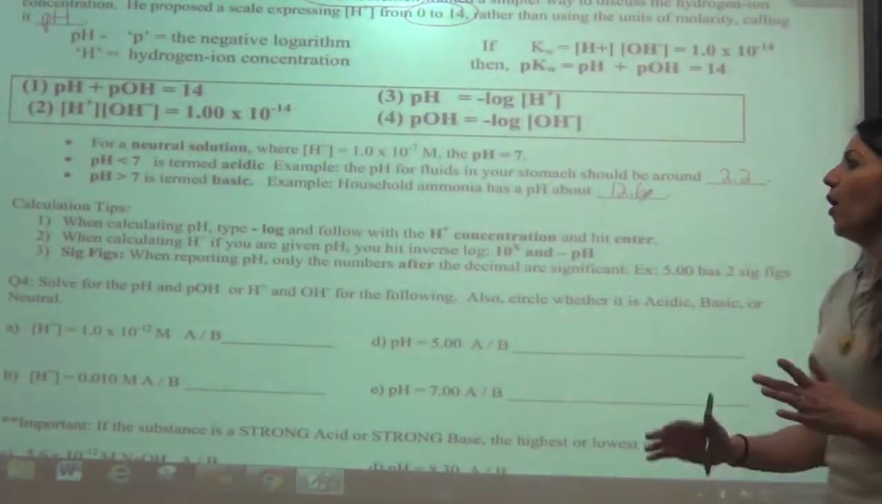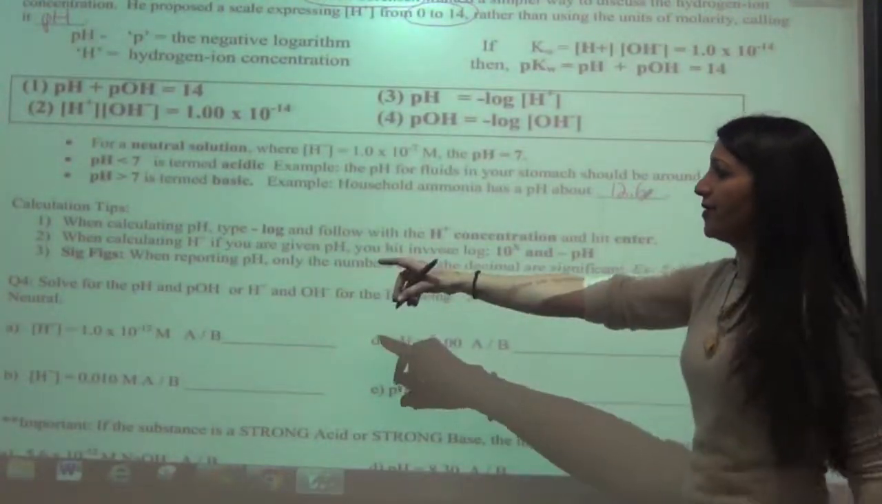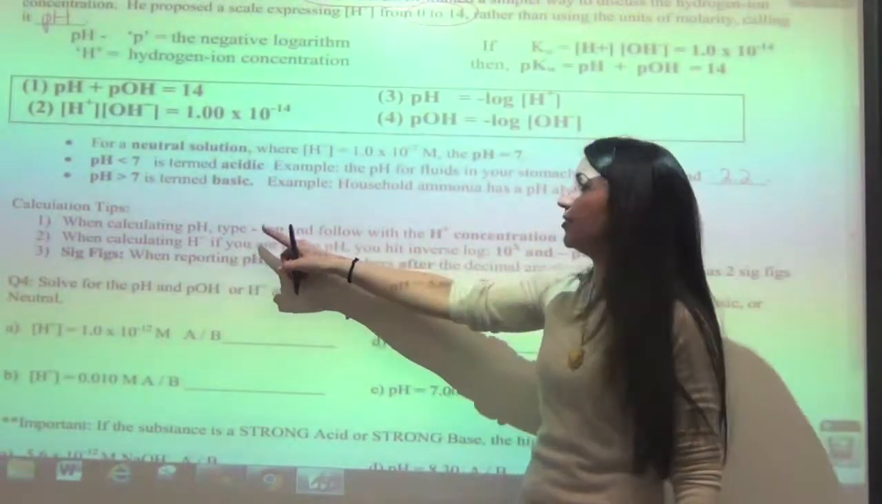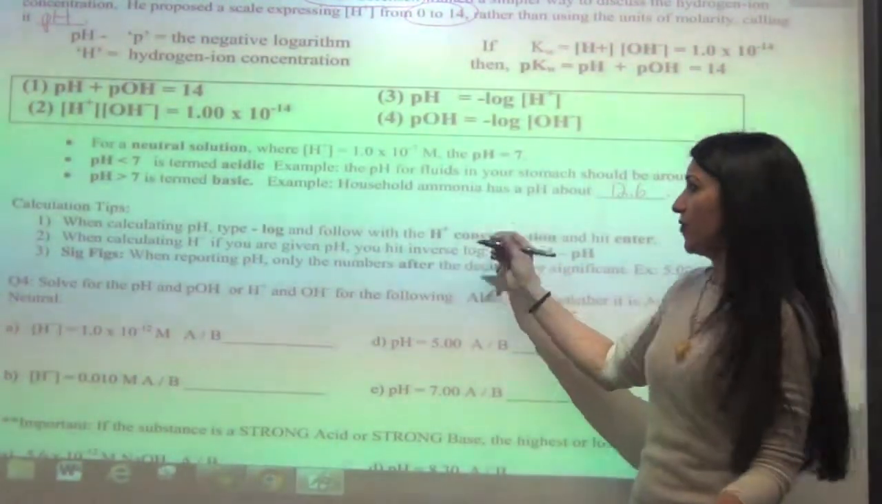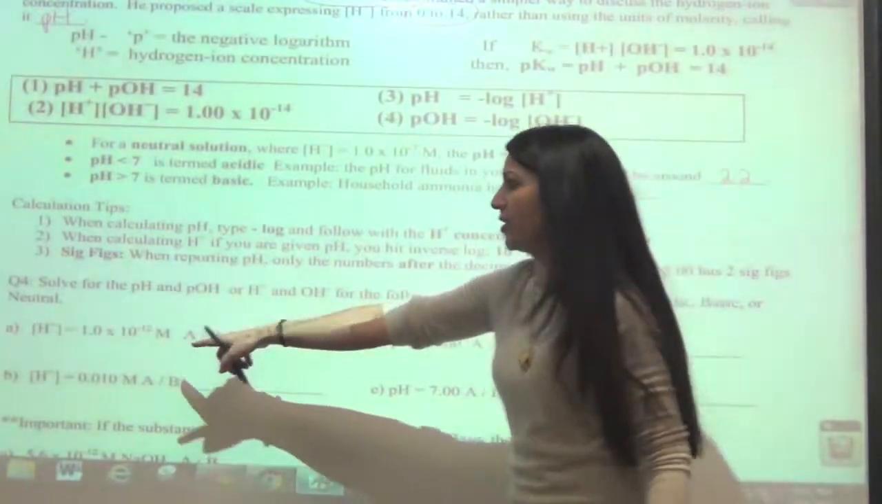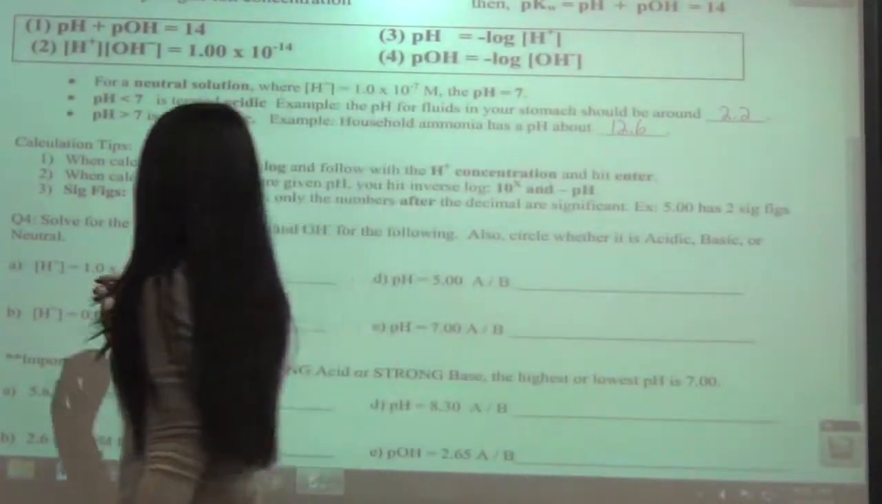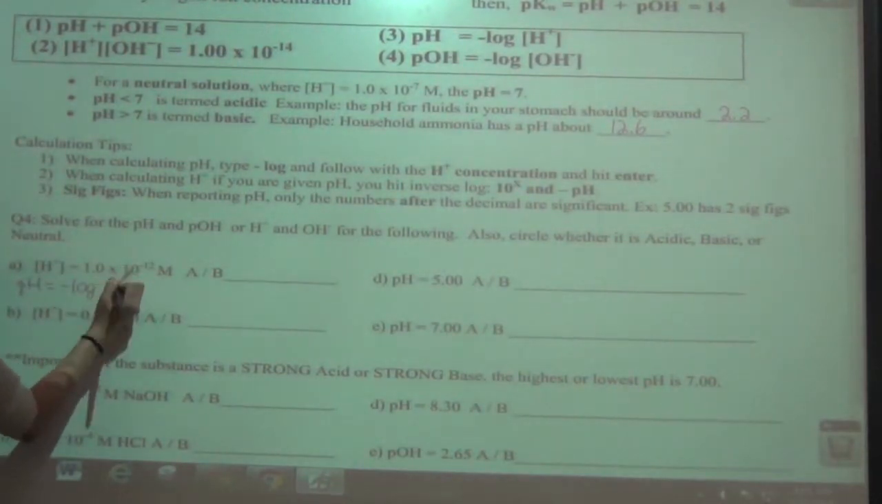Okay, so a couple of calculation tips that we need to make sure that we go over. So if you're calculating the pH, all you're going to do is hit the negative button in your calculator, hit the log button, and then whatever your hydrogen ion concentration is. So if they tell you that your hydrogen concentration, like down here, is 1.0 times 10 to the negative 12, all you're going to do is say that pH is equal to negative log of that number. You're just going to plug that right into your calculator.